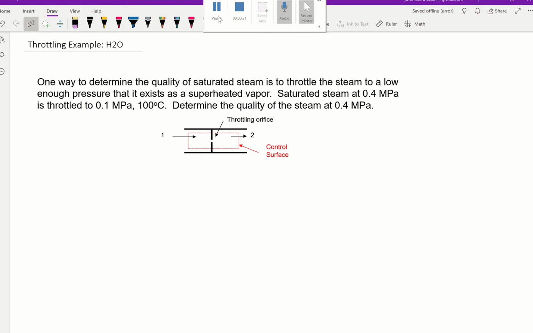What happens? And this is actually quite a clever way for us to determine the quality by using this throttling device. So for example here, this is coming in as saturated steam, and it's actually a liquid-vapor mixture. We don't know the quality, but we know the pressure is 0.4 megapascal, and it's being throttled to a lower pressure of 0.1 megapascal with a temperature T2 of 100 degrees Celsius. So they want us to find out the quality.